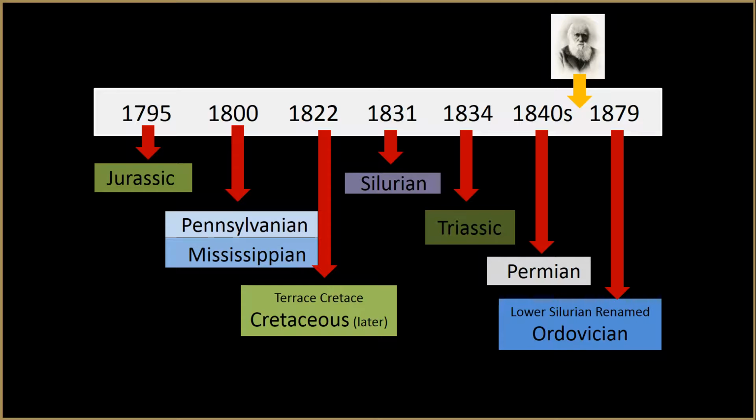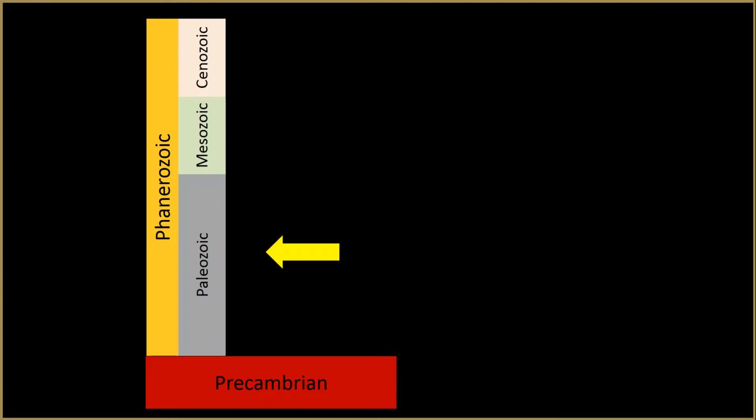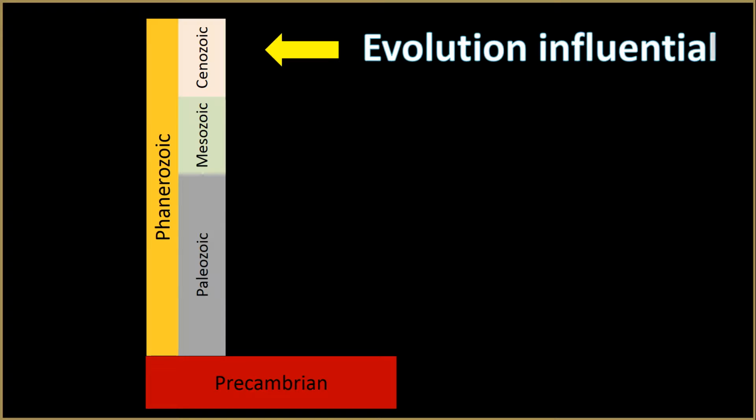It was not until after most of these layers were named that Darwin's theory of evolution was published in 1859. But even though some of the lower systems were named by scientists who believed in the Bible, evolutionary ideas were influential in the naming of the various subdivisions of the Cenozoic erathem.